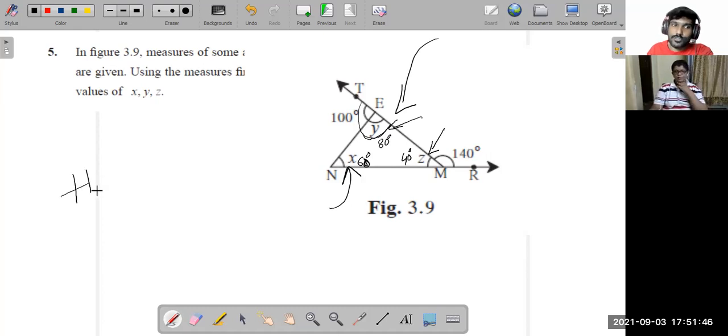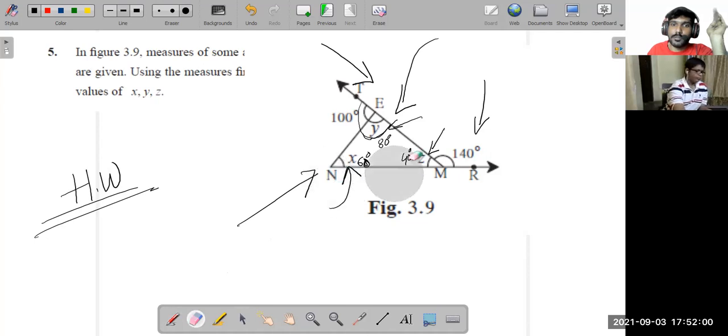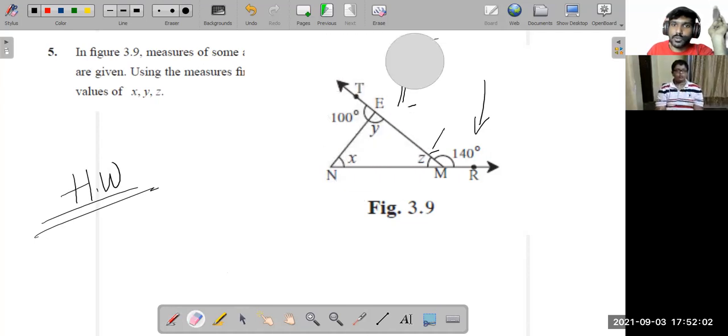So can you do this for homework? It's just a matter of writing. So here linear pair, here linear pair, here angle sum property. Fine. So make a note. Fifth sum for homework. Write in your notebook, fifth sum for homework. You wrote it? Okay.